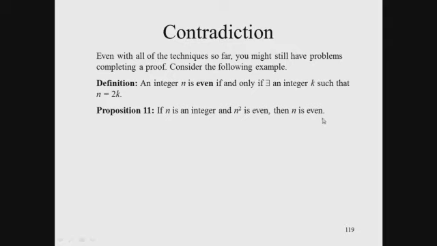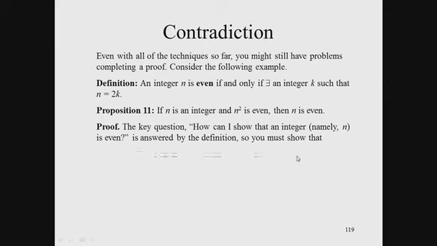In particular, you should look for keywords such as there is and for all. Not seeing any, what proof technique should you use to get started with? The forward-backward method, for which we're going to ask the key question, how can I show that an integer is even? Using the definition, one way to show that an integer is even is to show that there is an integer k such that n is equal to 2k.